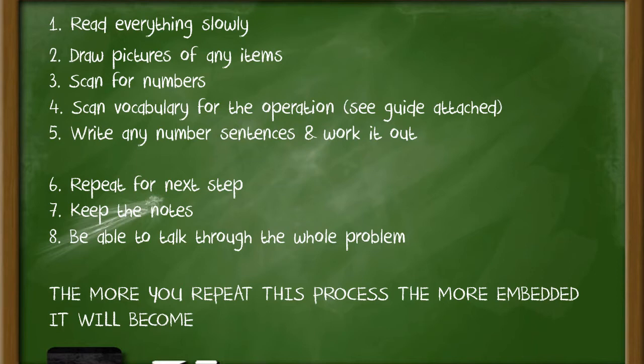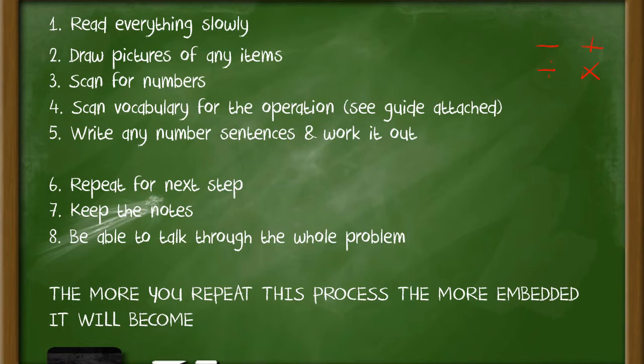Read everything slowly. You will be reading and encouraging them to read things multiple times. As you're reading, encourage them to draw pictures of any items, scan for numbers and write them down underneath those items. Scan vocabulary for the operation, and I'll attach a guide. Certain words will mean certain operations, and if you're not sure what an operation is, it's minus, divide, times and plus. Write any number sentences and work it out.